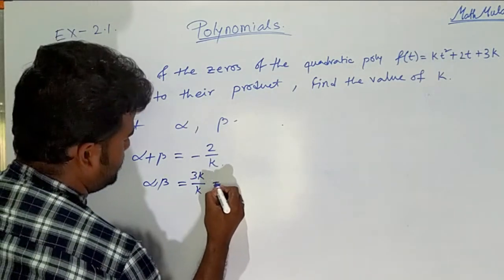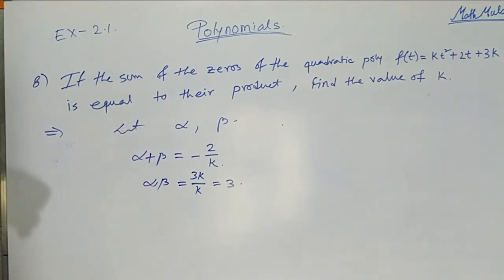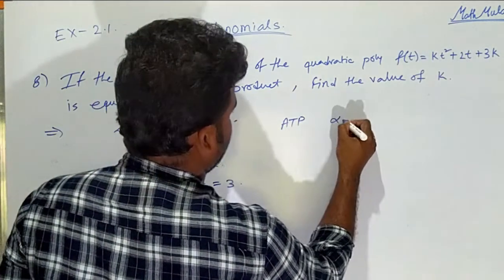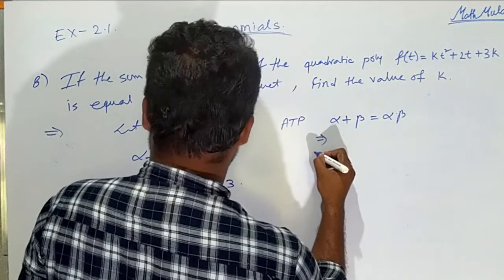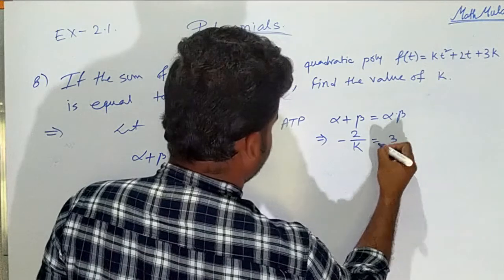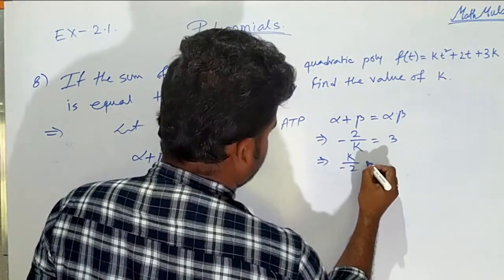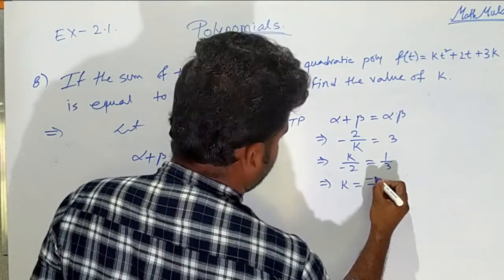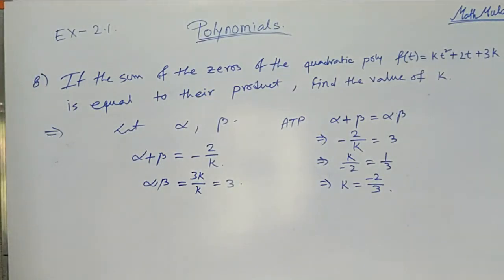Now this is equal to 3. By using the given condition, the sum of the zeros is equal to the product of the zeros. Now according to the problem, alpha plus beta is equal to alpha into beta. Now alpha plus beta means minus 2 by k, and alpha into beta, that is 3. Now this gives the reciprocal, 1 by k is equal to minus 3 by 2, so k is equal to minus 2 by 3. So the value of k is minus 2 by 3. That's it.